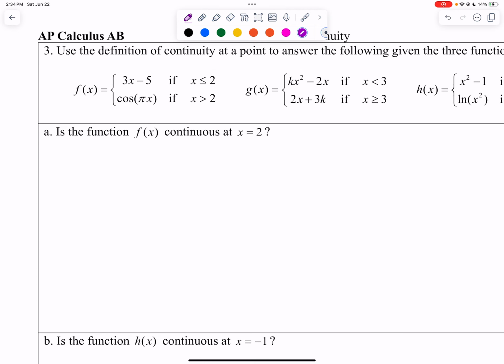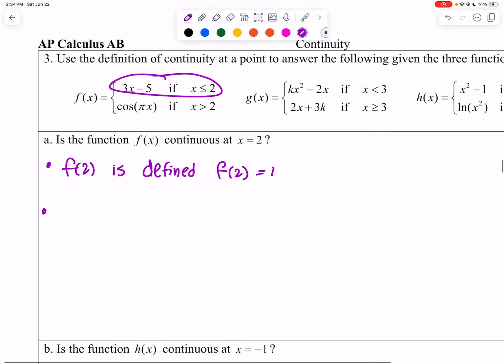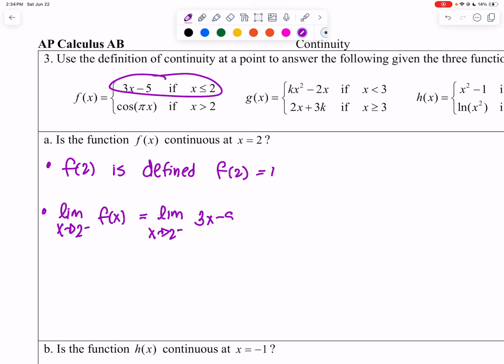So here, my first condition is, is f of x defined at 2? Well, we know that at 2, we have this right here. So I could say that f of 2 is defined, and I could say that f of 2 is equal to 1. Then I want to look at the limit. So I have the limit as x approaches 2 from the left of f of x, and this is equal to the limit as x approaches 2 from the left of 3x minus 5. And this right here is going to give me 1.